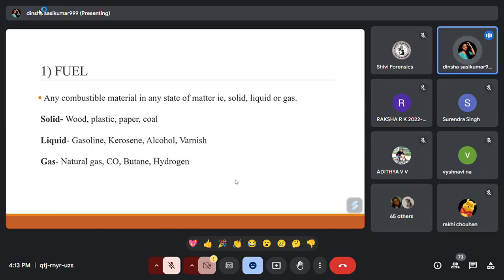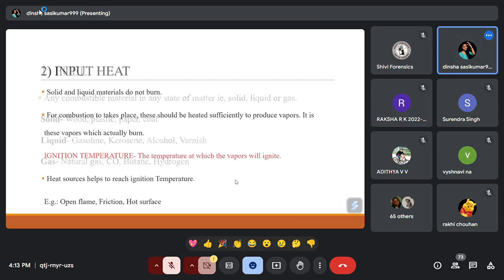Fuel can be any combustible material in any state of matter; that is, it can be a solid, liquid or gas. You have to keep in mind that solids and liquids cannot burn by themselves. They have to be converted into gaseous form to burn. Examples of solid fuels are wood, plastic, paper, coal. For liquids, it may be gasoline, kerosene, alcohol, varnish. Gaseous fuels are natural gas, carbon monoxide, butane, hydrogen, like that.